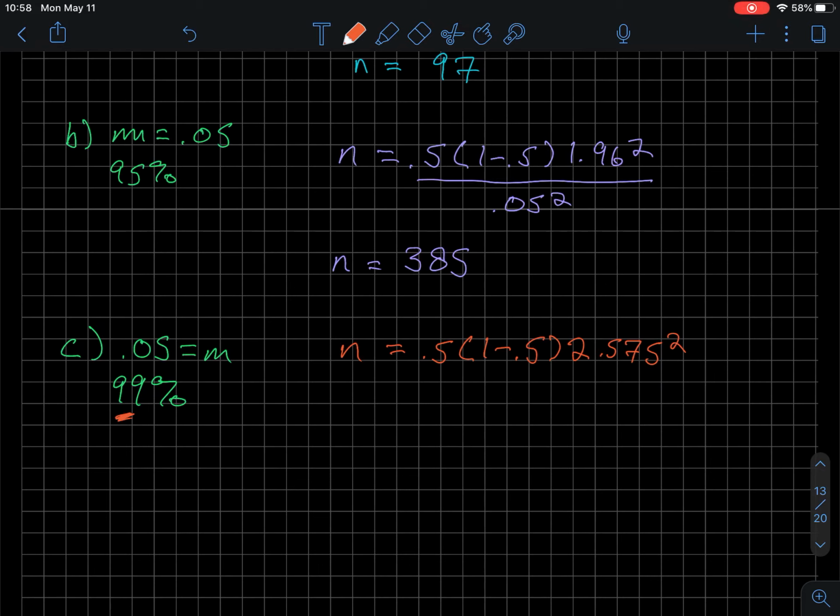2.575 squared divided by 0.05 squared. And this would give us an N of 664.